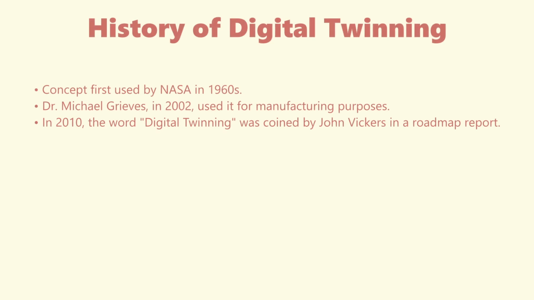Now let's understand the basic background of digital twinning. Digital twinning is not a relatively new term. It has been used by NASA since the 1960s, when they wanted to create and simulate conditions for Apollo 13. Dr. Michael Grieves in 2002 used it for product lifecycle management and termed it as an underlying model for product lifecycle management. Things changed and years passed on. Finally, in 2010, John Vickers of NASA coined the word digital twinning in his roadmap report.